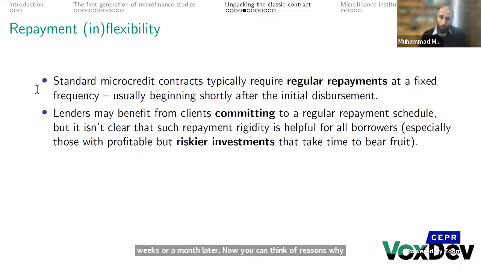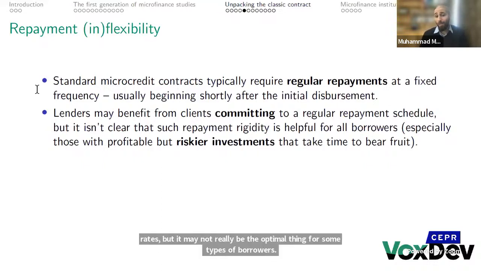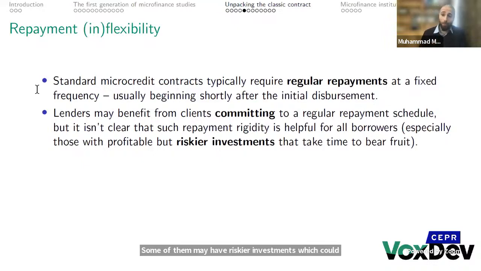Now, you can think of reasons why the lender may like this kind of arrangement. They get to see the borrower on a regular occasion. This kind of rigidity perhaps helps with repayment rates. But it may not really be the optimal thing for some types of borrowers. Some of them may have riskier investments, which could take time to bear fruit. And so having to repay immediately after receiving the loan may not be optimal.